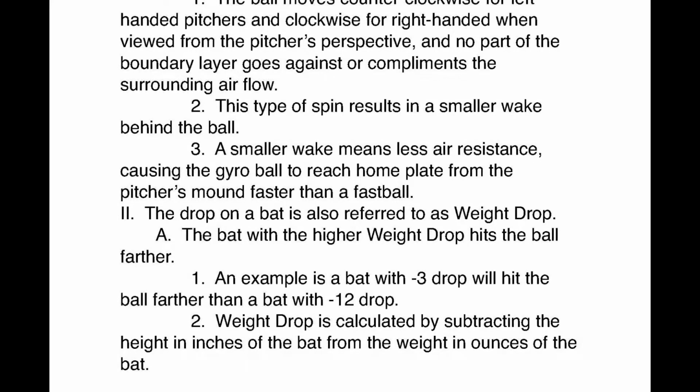The drop on a bat is also referred to as weight drop. The bat with higher weight drop hits the ball farther. An example is a bat with -3 drop will hit the ball farther than a bat with -12 drop. Weight drop is calculated by subtracting the length in inches of the bat from the weight in ounces of the bat.